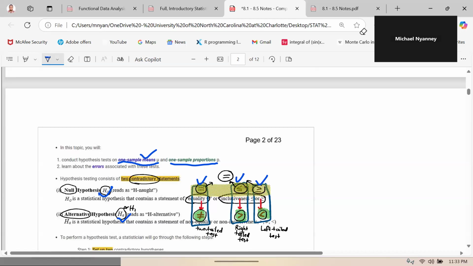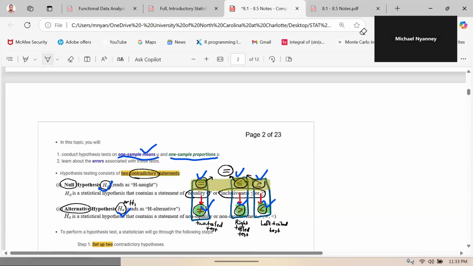And since you are making a contradictory statement, it implies that if you use equal to, then you're going to use not equal to. If you use less than or equal to, the opposite is greater than. If you use greater than or equal to, use less than for it. So you have to know how to write these hypotheses, okay? As we move ahead, we're going to learn a lot about these kinds of hypotheses, but this is just an overview of it.